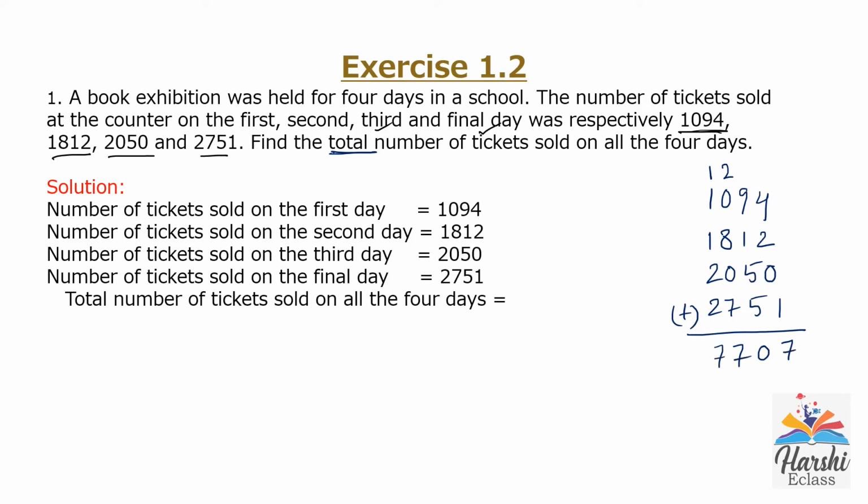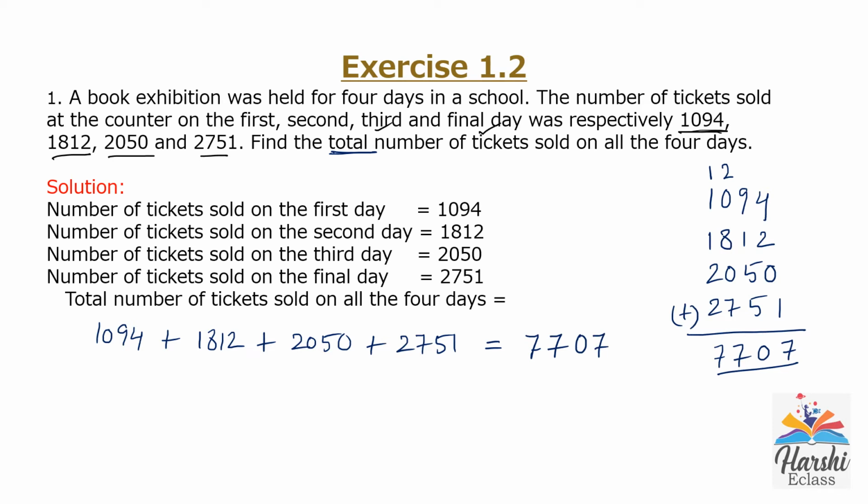Total 7,707 tickets were sold on that exhibition. What we did? Total number of tickets sold on all the 4 days is equals to, we added the given 4 numbers, 1094 plus 1812 plus 2050 plus 2751. That is equal to how much? 7707. Total 7,707 tickets are sold in that exhibition.